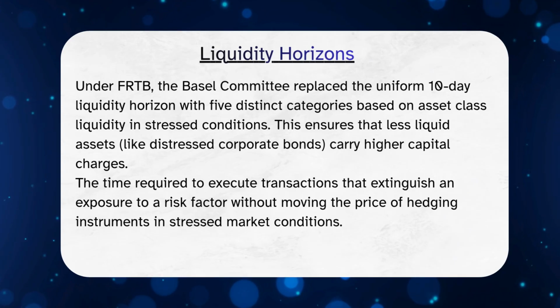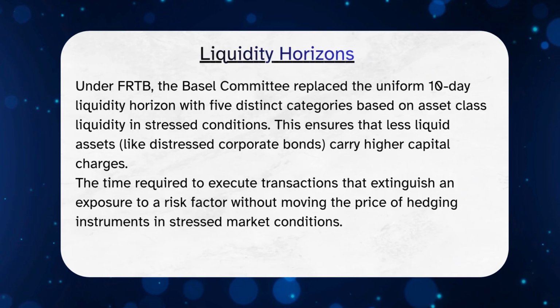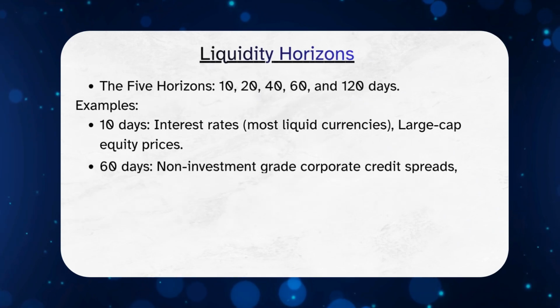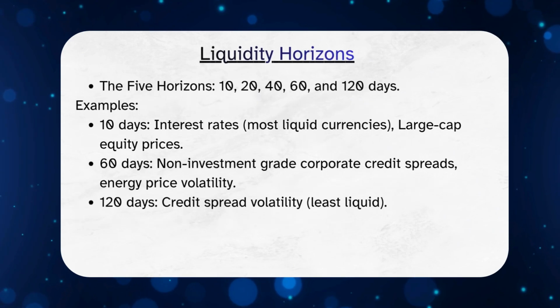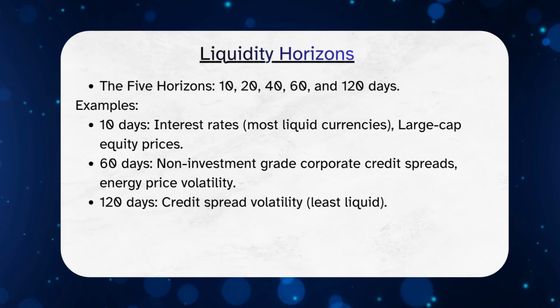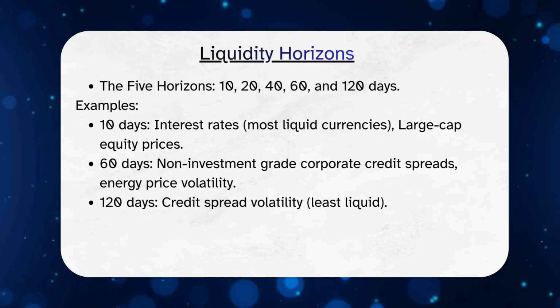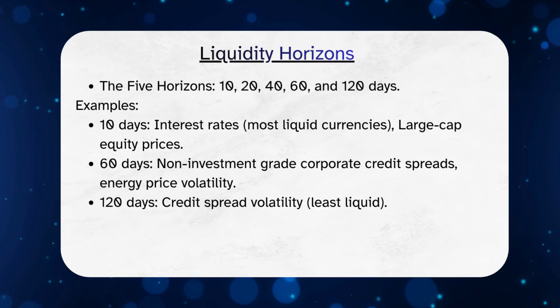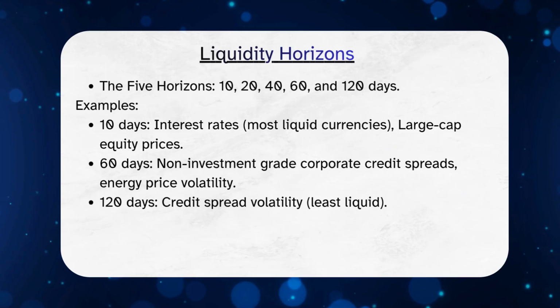Now we use liquidity horizons. This is defined as the time required to exit a position in stressed conditions without moving the market price. We now have 5 distinct categories: 10, 20, 40, 60, and 120 days. Large cap equities or major currencies? Those are category 1 with a 10-day horizon. But if you're dealing with credit spread volatility or small cap equity volatility, you're looking at 60 or even 120 days. Essentially, the less liquid the asset, the higher the capital charge.